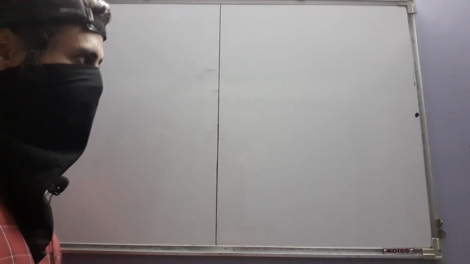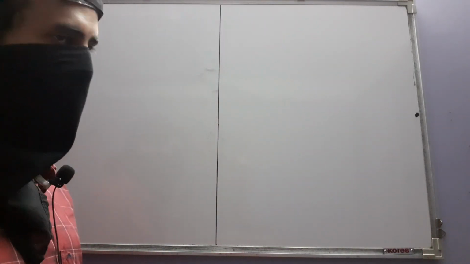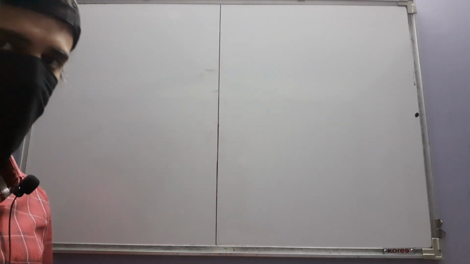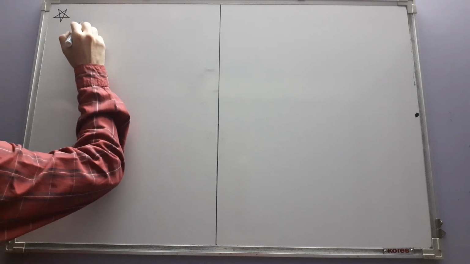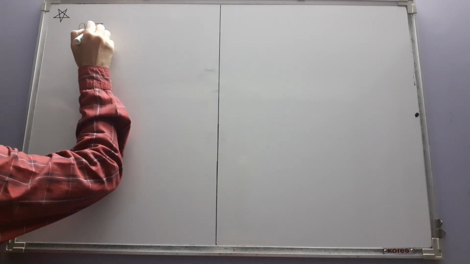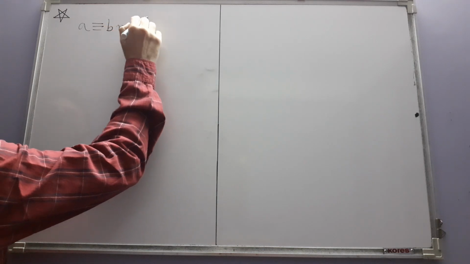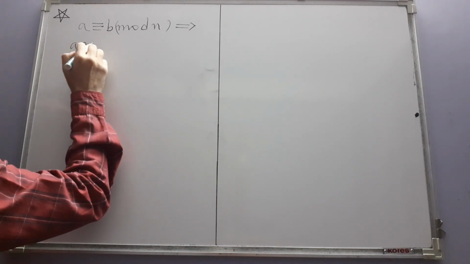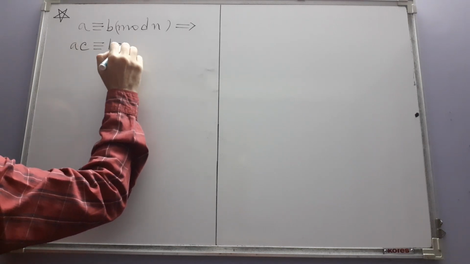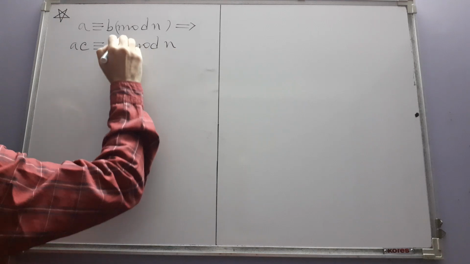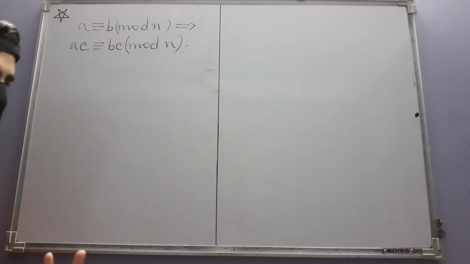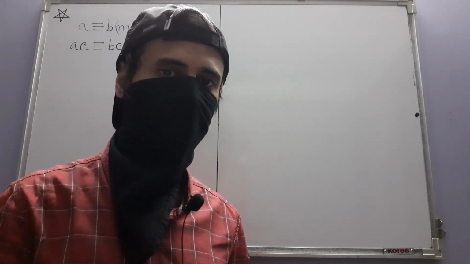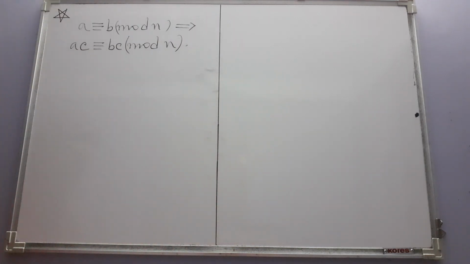Okay, so let's continue our discussion of congruences. We have already proved that result where we saw the elementary properties of congruences. Now, one of the parts says this: if a is congruent to b mod n, then ac is congruent to bc mod n, where of course a, b, c and n are integers and n is a positive integer.